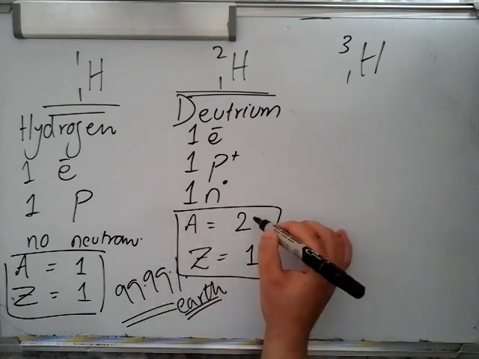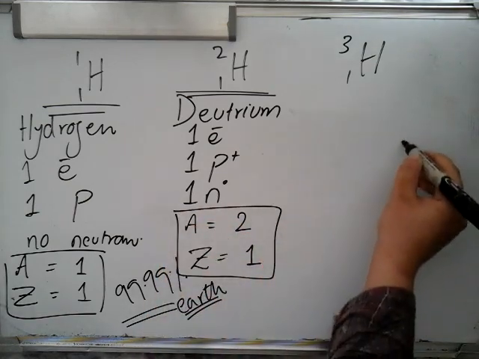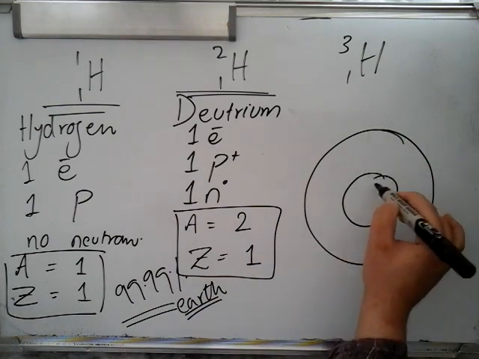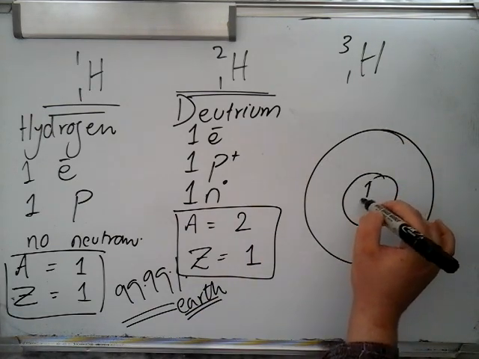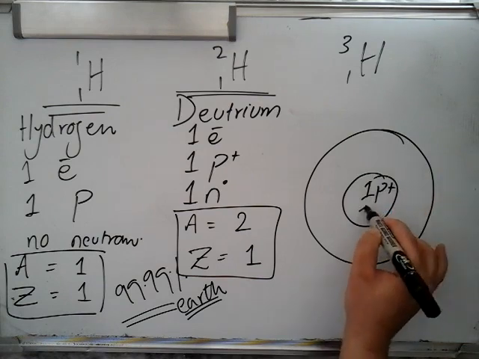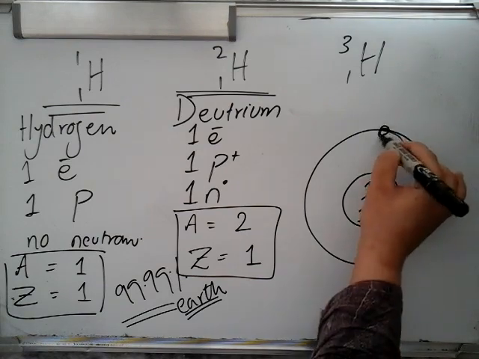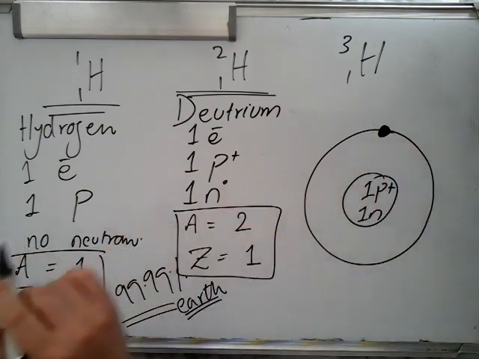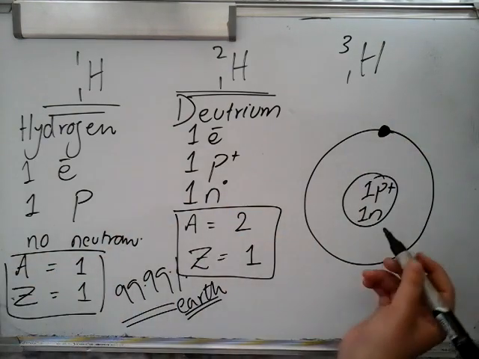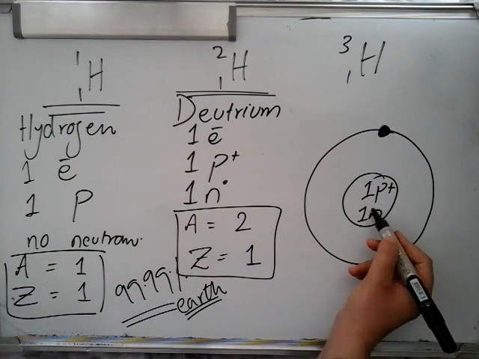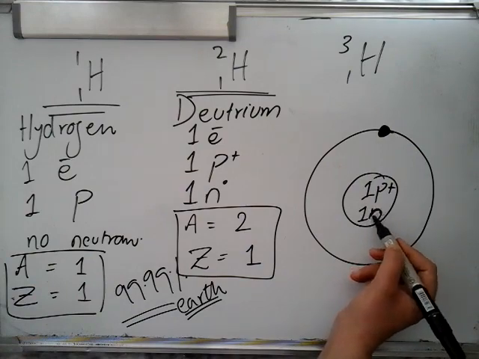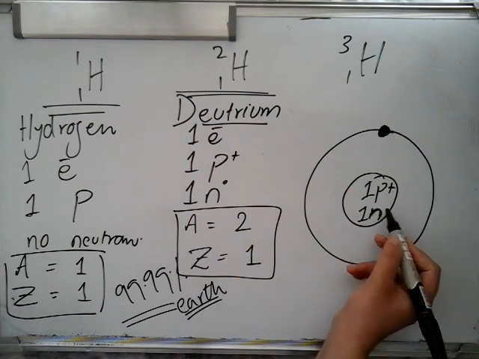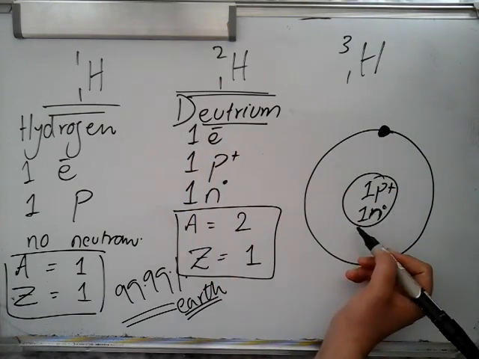Okay, so this is its nucleon number. If I draw the structure of deuterium, you will see 1 proton, 1 neutron and 1 electron revolving around the nucleus. Is that clear? So here, in the nucleus of deuterium, there is 1 extra particle, and that is the neutron, with no charge. Is that clear?